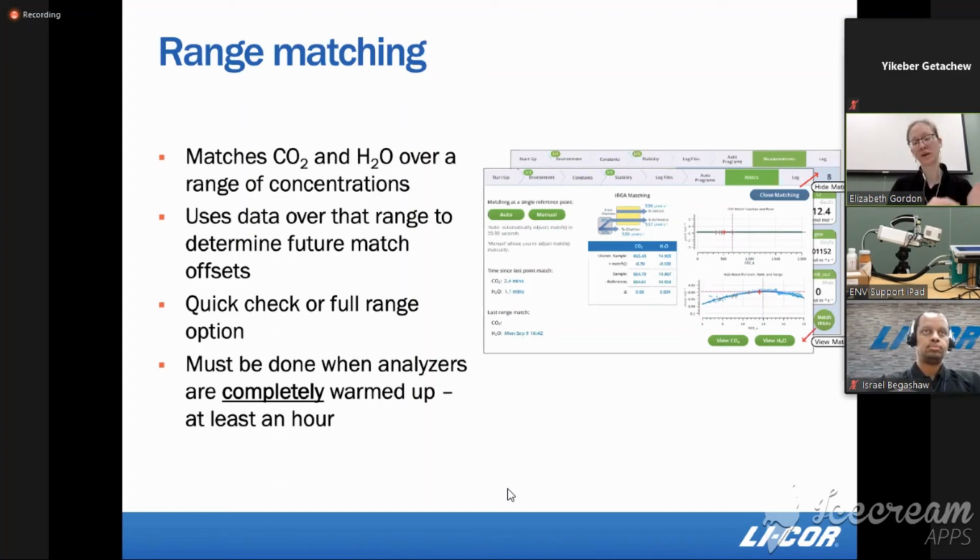You need to do a range match on CO2 or H2O individually. You can't do both at the same time, because what we do is we change the CO2 concentration or the H2O concentration, and we monitor its behavior, and the algorithm doesn't let you do both at once. But it doesn't take that long.